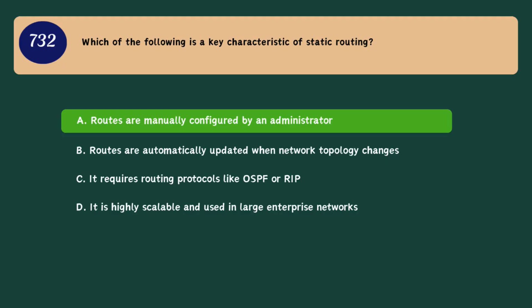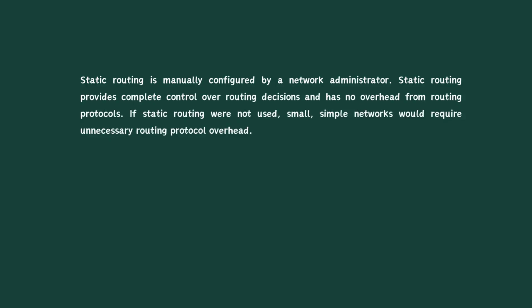Correct answer. A. Routes are manually configured by an administrator. Static routing is manually configured by a network administrator. Static routing provides complete control over routing decisions and has no overhead from routing protocols. If static routing were not used, small, simple networks would require unnecessary routing protocol overhead.